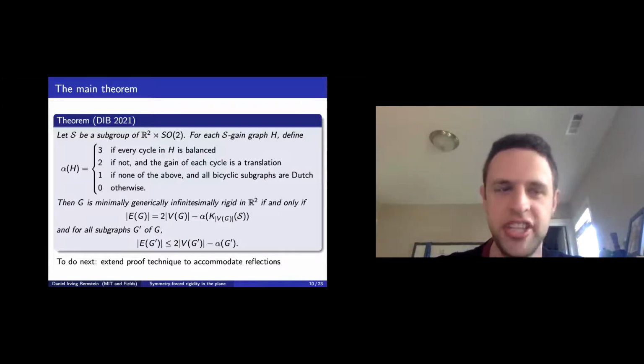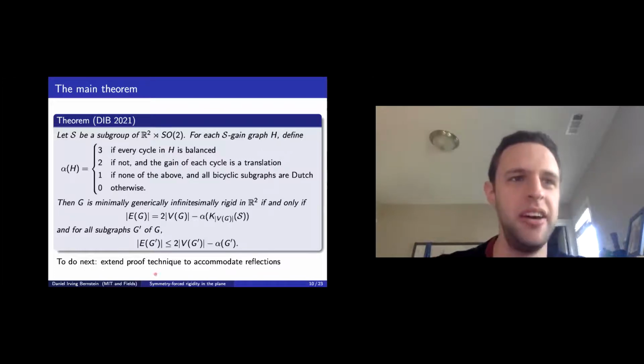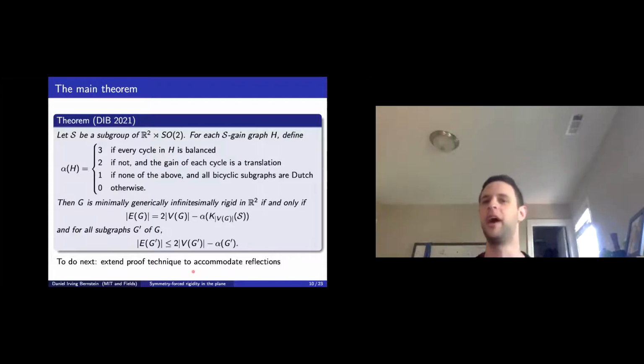Okay. And I should say, next up, one thing I'm working on with people at the Fields Institute now is to try to extend these proof techniques to accommodate reflections.